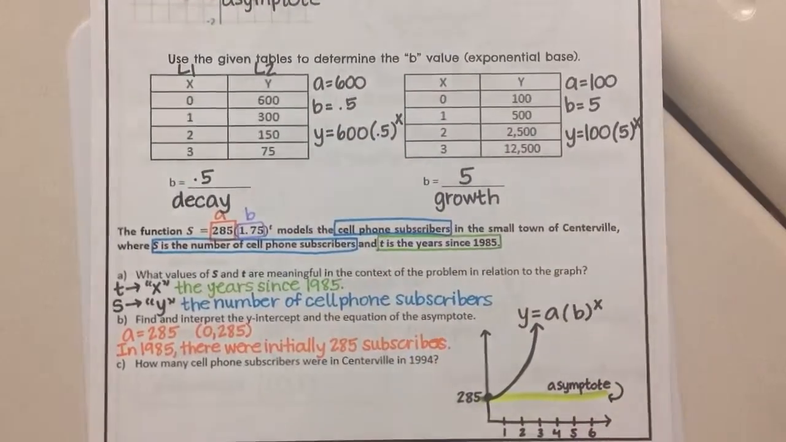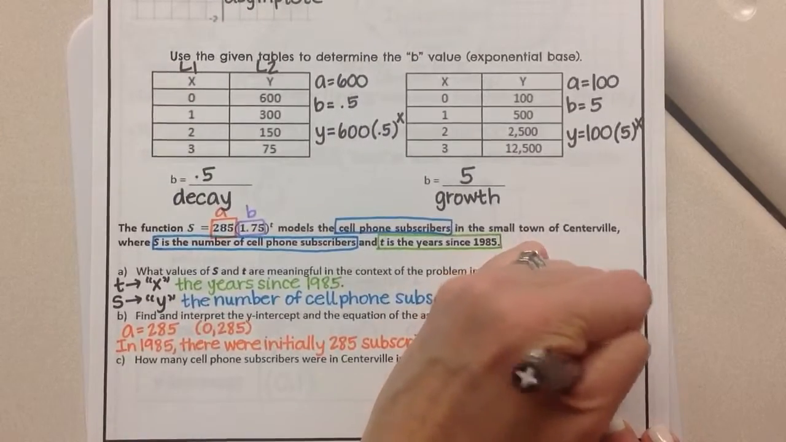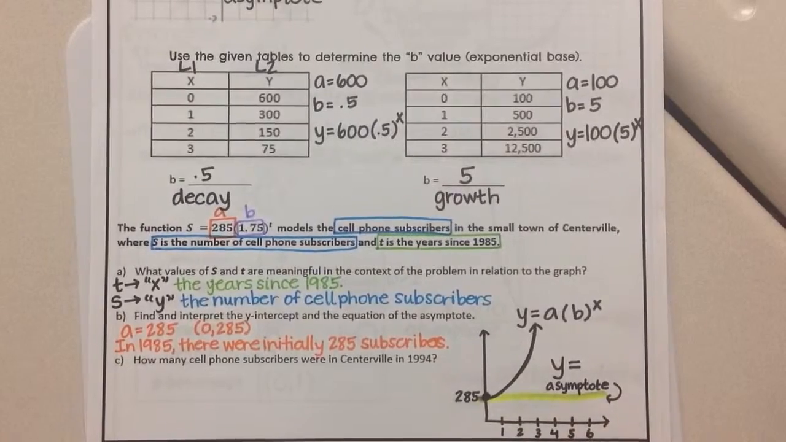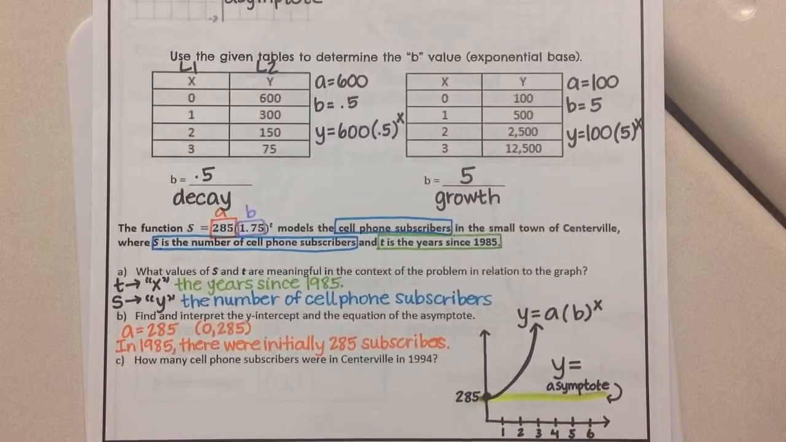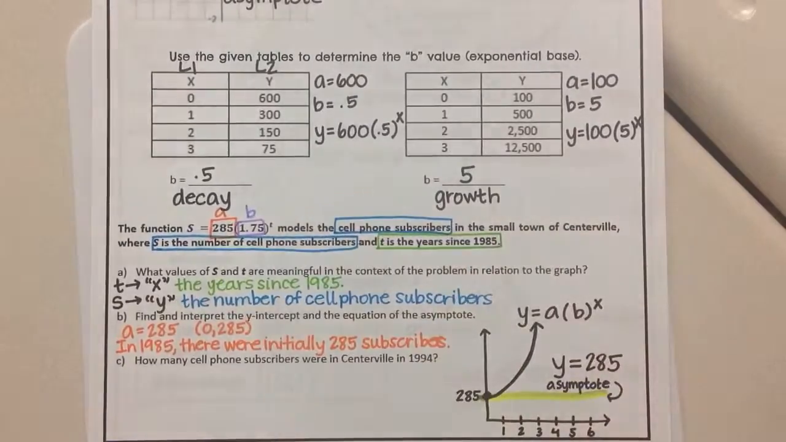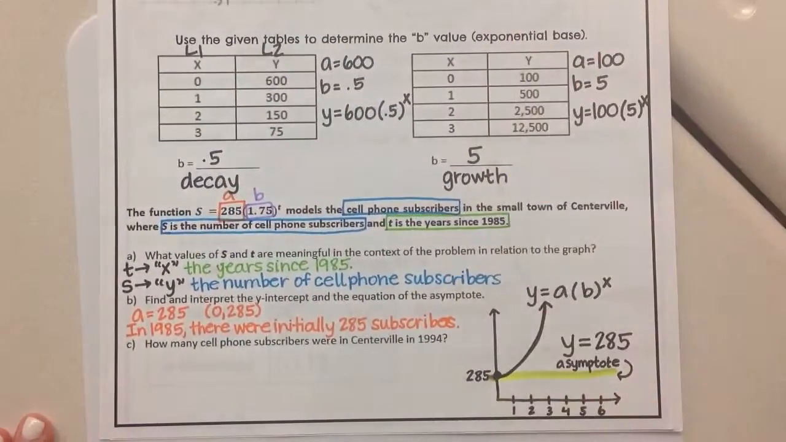So now I want to find the equation for it. Well, remember, an asymptote equation here is a horizontal line. I know it's a y equals equation, and if I'm right there where 285 is, it doesn't matter where I'm at on my x values, my y value is always going to be 285. So that's the equation of my asymptote. And now I want to answer, how many cell phone subscribers were in Centerville in 1994?